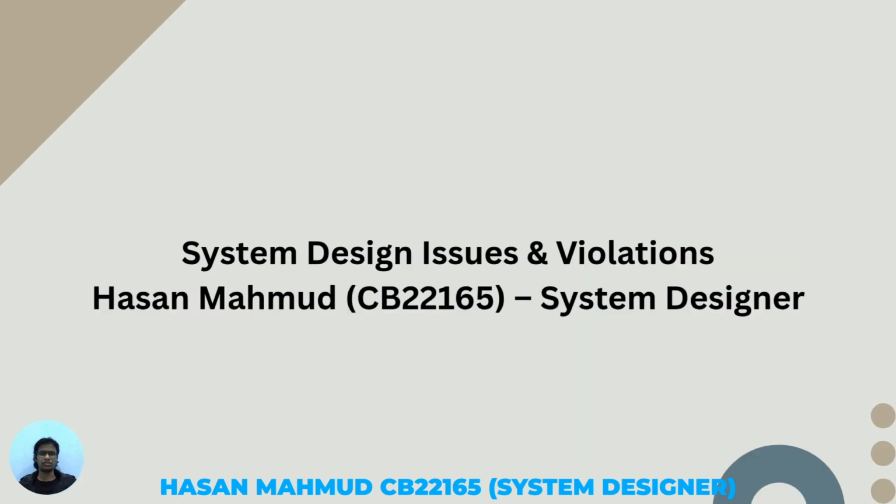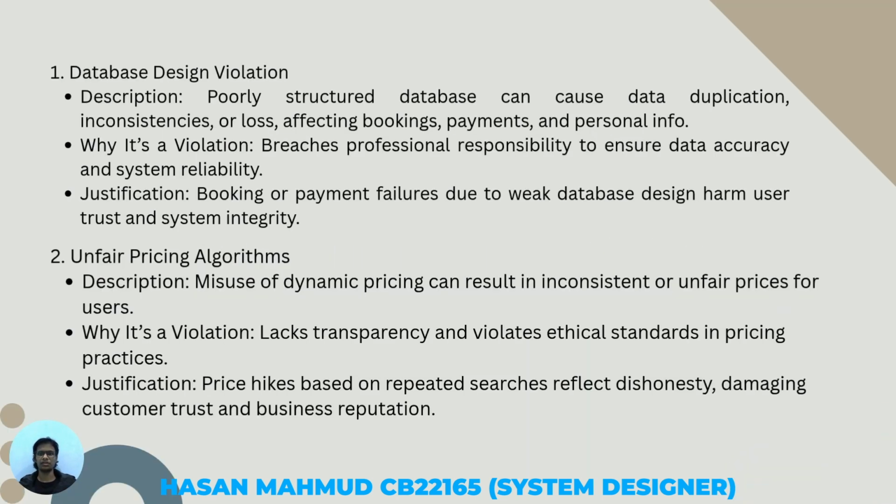So, system design issues and violations. The first one we have is database design violation. A poorly structured database can cause data duplication, inconsistencies, or loss, affecting bookings, payments, and personal info. This is a violation because of the branch's professional responsibility to ensure data accuracy and system reliability. Booking or payment failures due to weak database design harm user trust and system integrity.